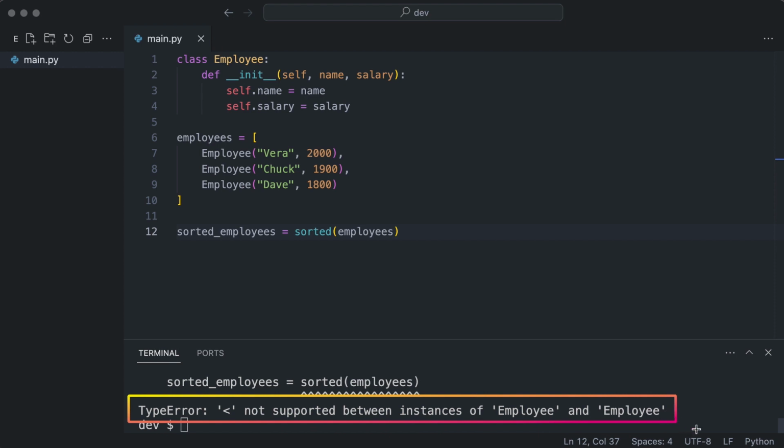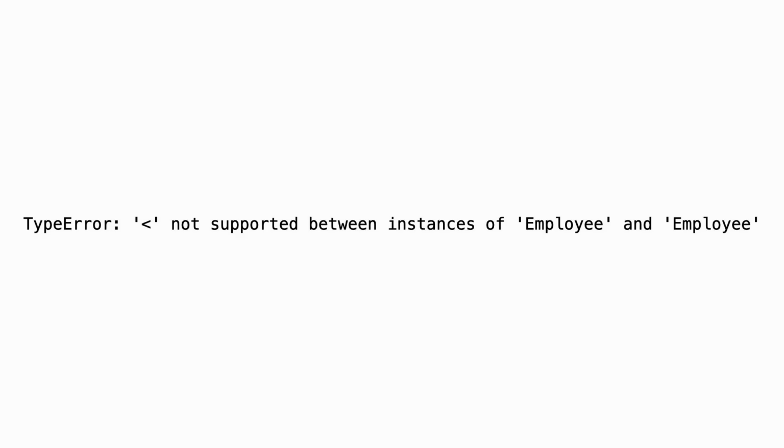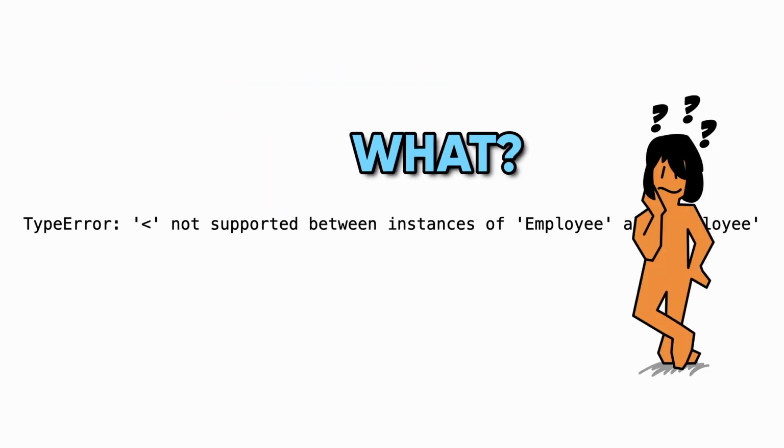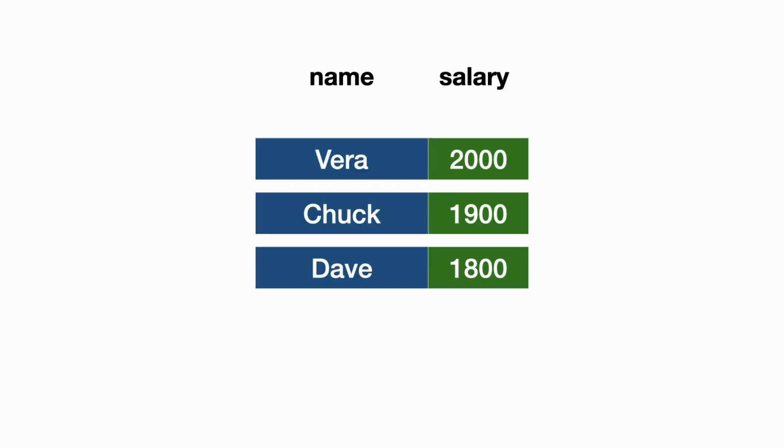What is Python telling you here? Why is the less than operator involved? What exactly needs to be smaller than what? Think about what Python needs to do to sort a list.